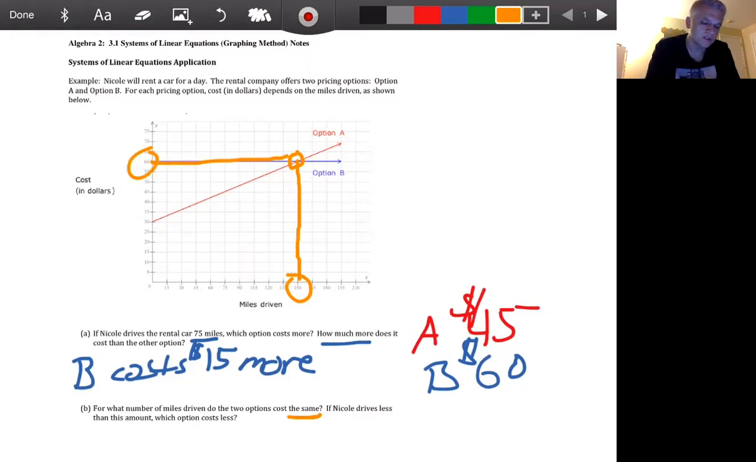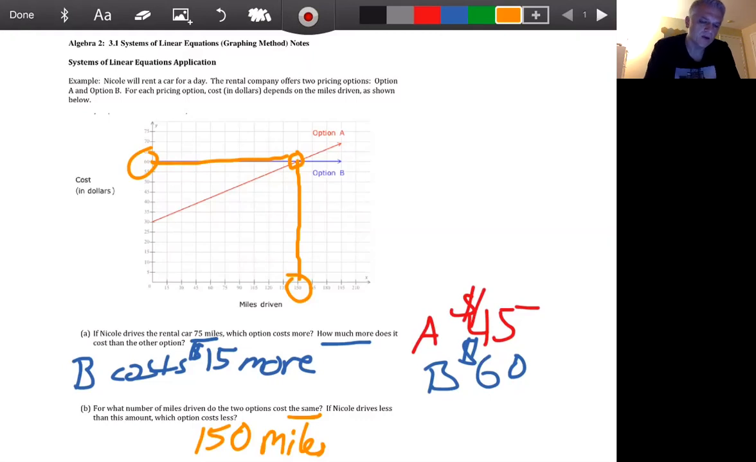Okay, so let's answer the question. For what number of miles driven do the two options cost the same? 150 miles. Okay, so if she's going to drive 150 miles exactly, it doesn't matter which option she chooses, she's going to pay 60 bucks either way.